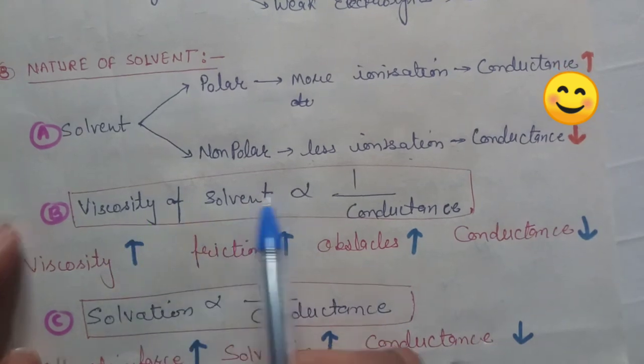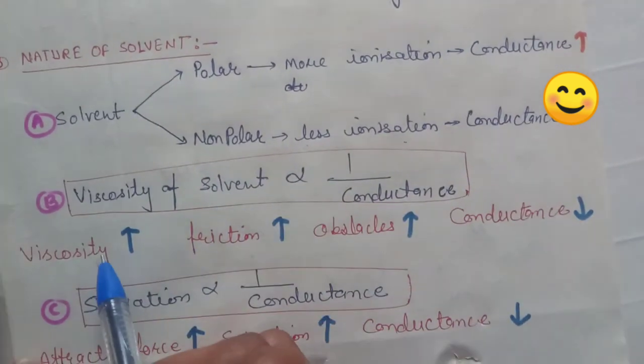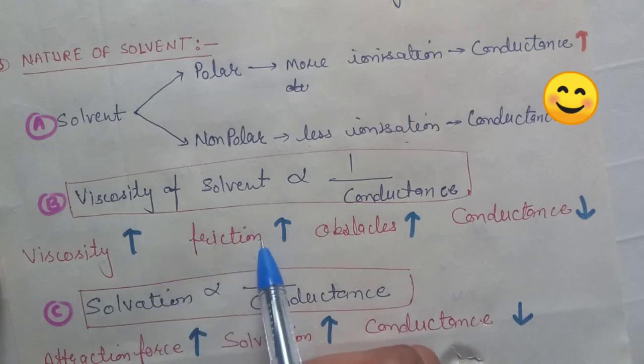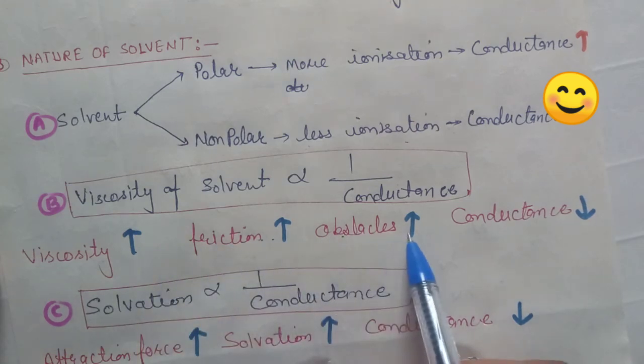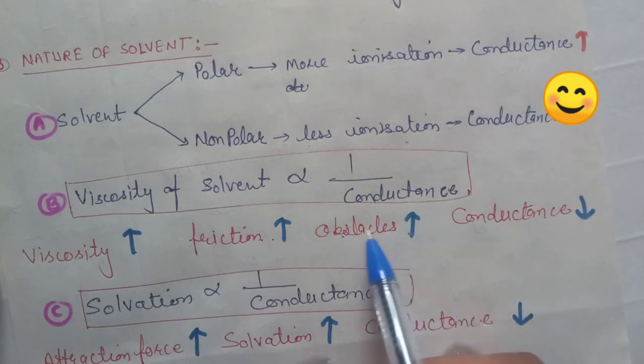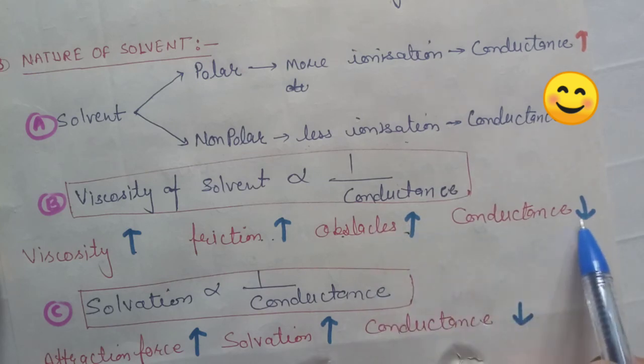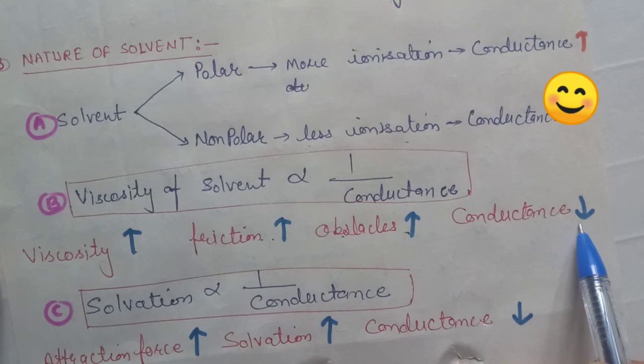Viscosity of solvent is inversely proportional to conductance. More viscosity, more friction between the ions. More friction between the ions, more the obstacles. More resistance, and more resistance means conductance is decreased.